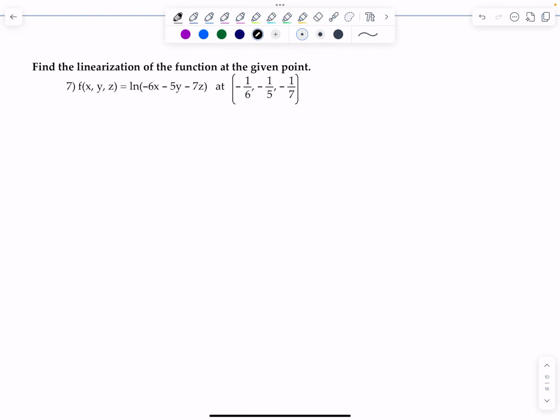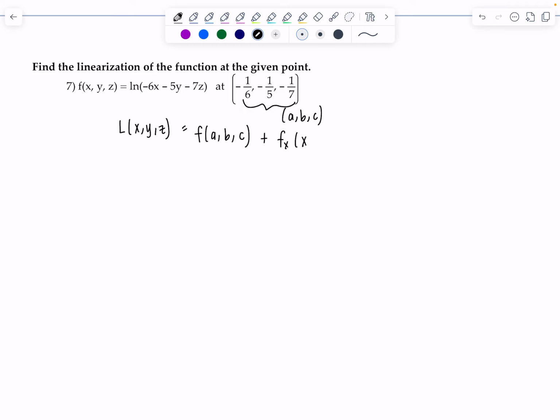Find the linearization of the function at the given point. So let's just go ahead and put it all together. Hopefully you remember your linearization formula. L of x, y, z equals, I'll call this point a, b, c, so it's equal to f of a, b, c plus partial with respect to x times x minus a plus partial with respect to y times y minus b plus partial with respect to z times z minus c. So let's go get those partials.